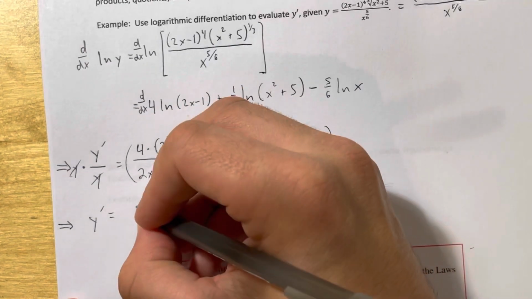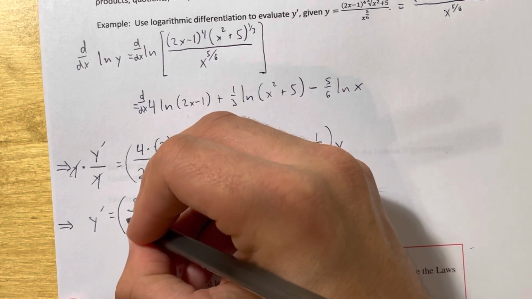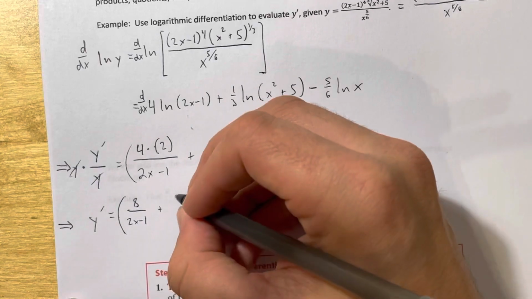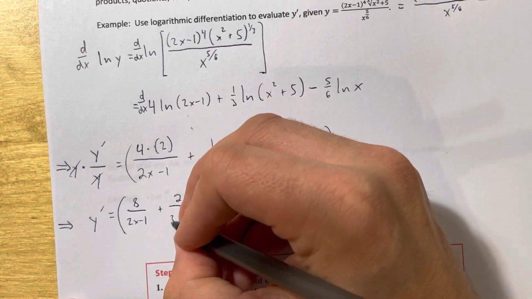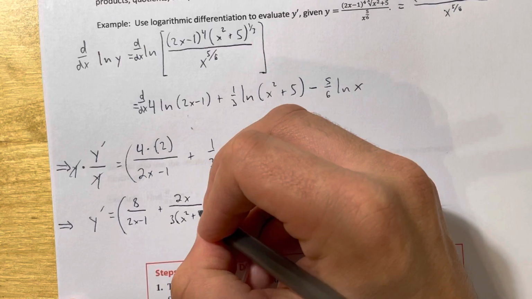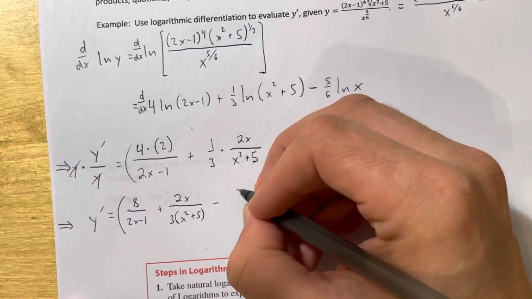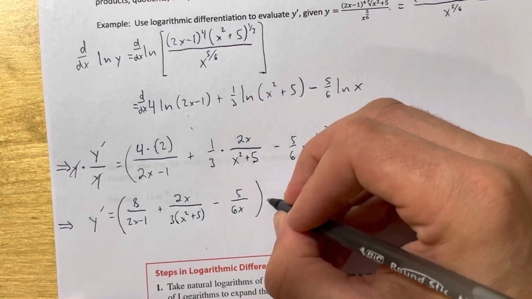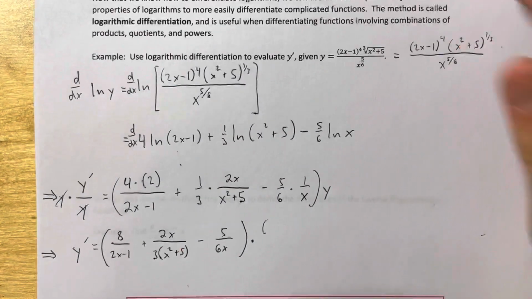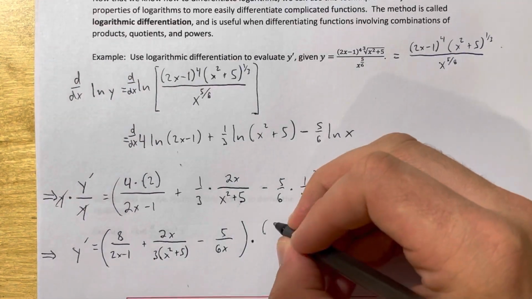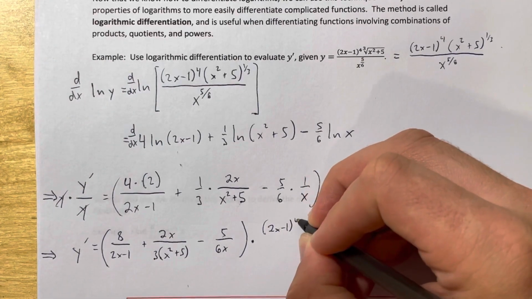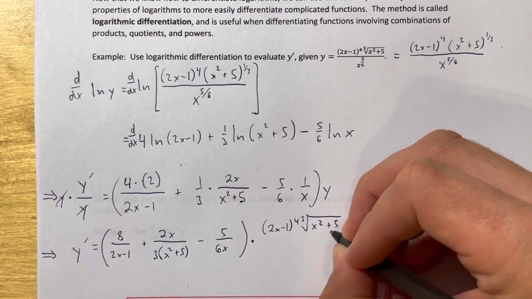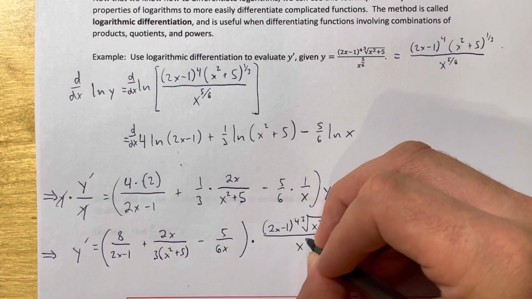So 4 times 2 would be 8 over 2x minus 1. Plus, I'm going to multiply the 3 in there, so I get 2x over 3 times x squared plus 5, minus 5 over 6x, multiplying the 5/6 there, times y, which is equal to this up here, 2x minus 1 to the fourth, cube root of x squared plus 5 over x to the 5/6.